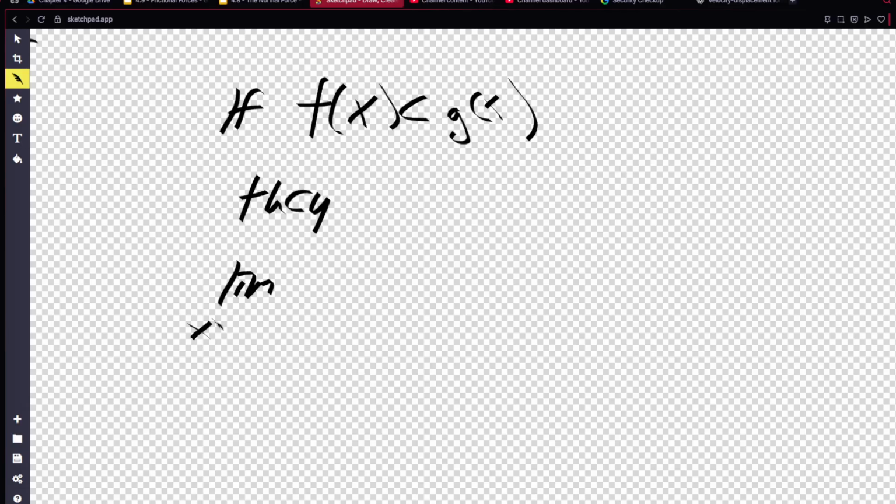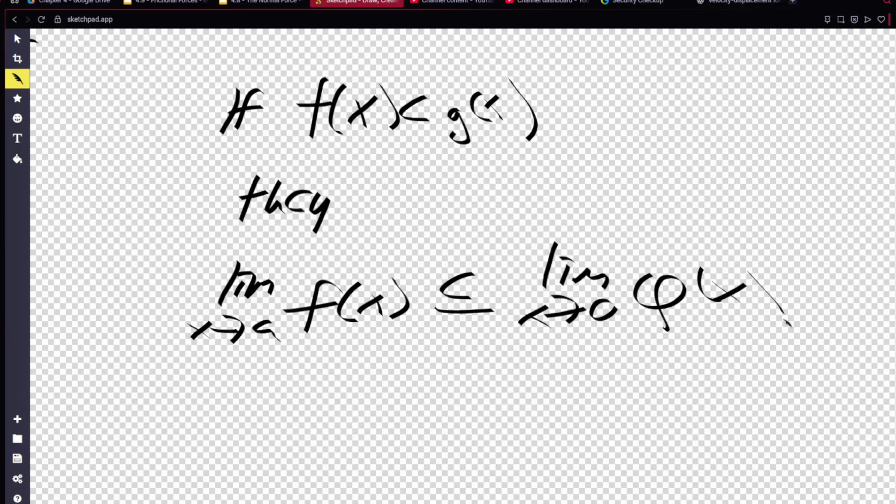So if f of x is less than g of x, then the limit as x approaches a of f of x is less than or equal to the limit as x approaches a of g of x. I'm wasting numbers on this. The squeeze theorem is quite similar.